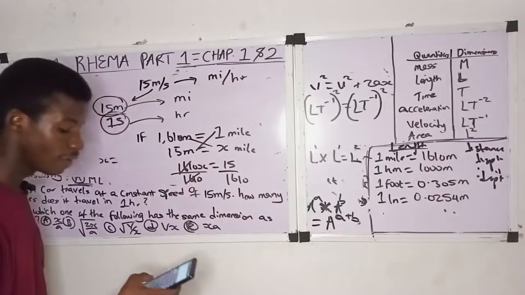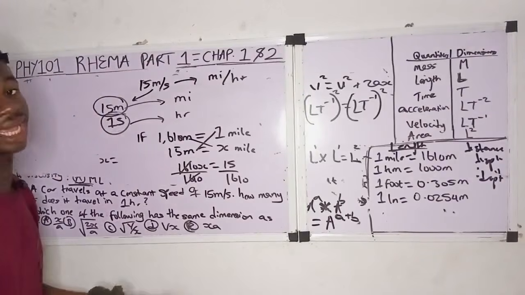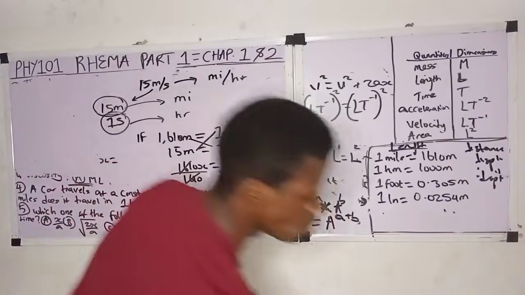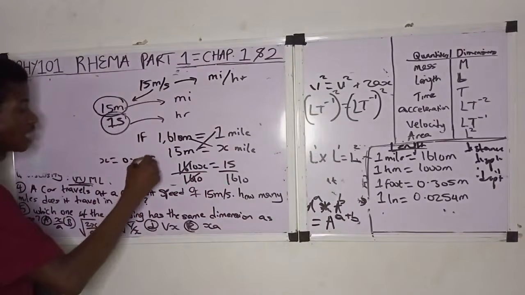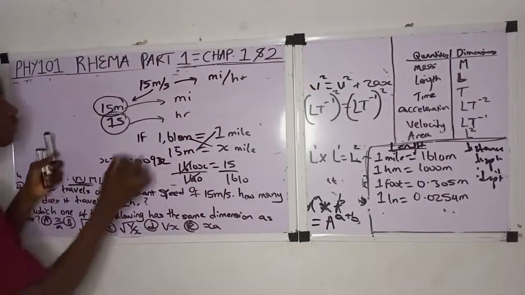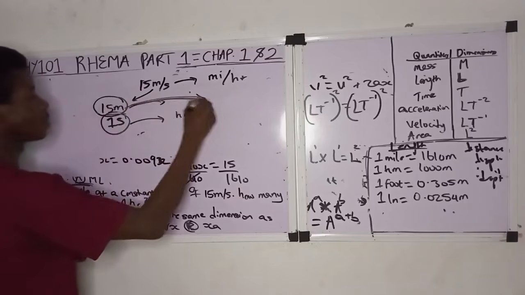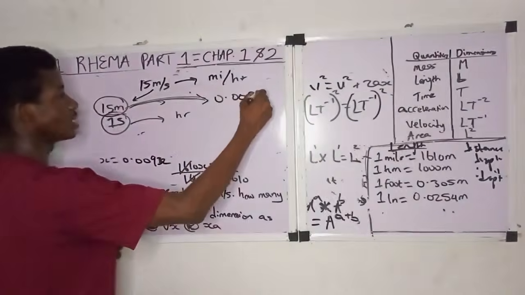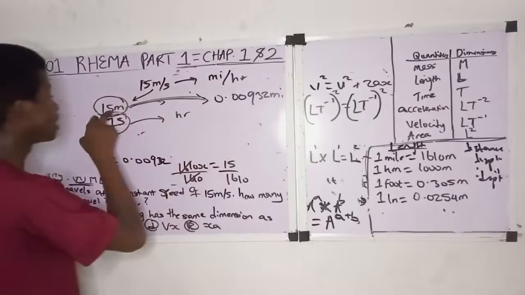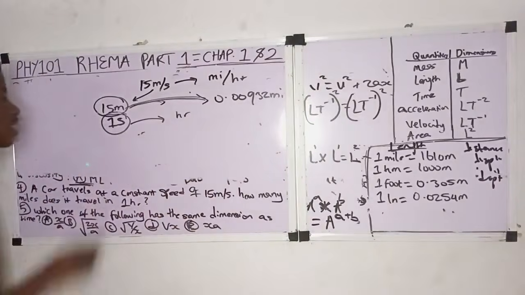So 15 divided by 1000 will give us 0.0150, okay, so approximately 0.0093. Yes, so therefore we have successfully converted from what? 15 meter to what? To mile, right? So we converted 15 meter to 0.00932 mile, right? So 15 meter is the same thing as 0.00932 mile. So now let's do time.